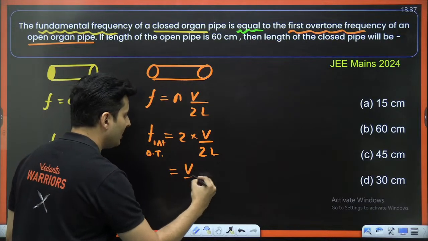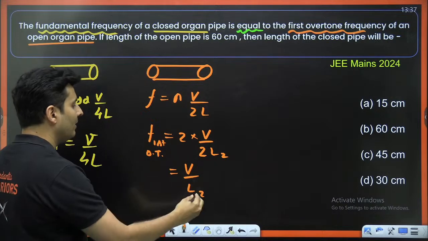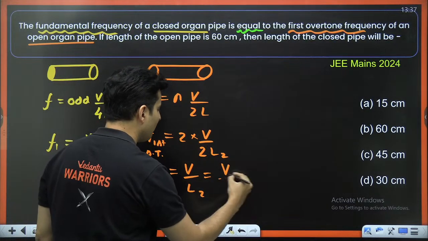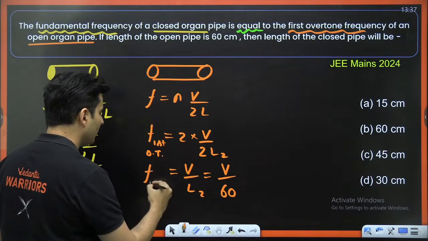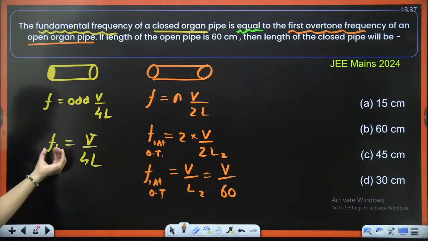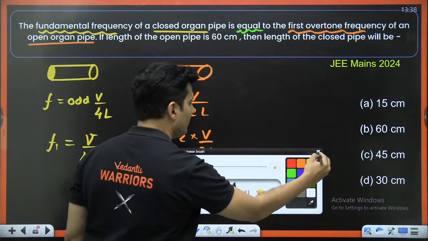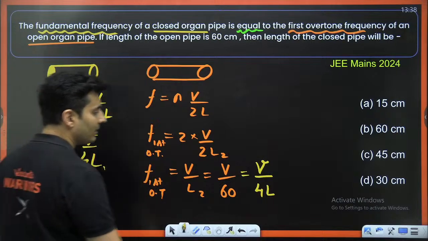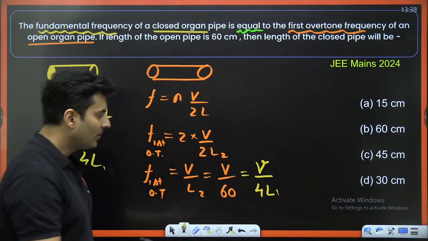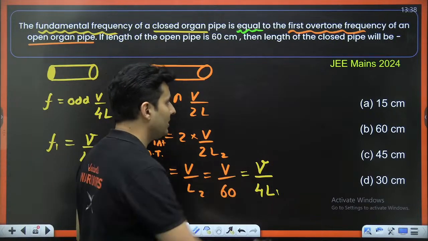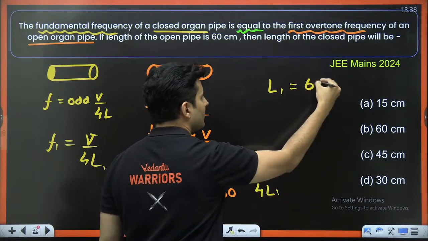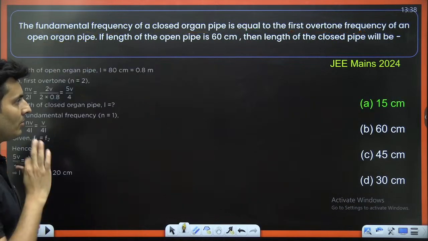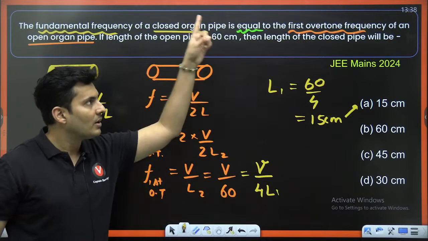So this is basically V by L. In fact, is it mentioned what the length is for the open organ pipe? Yes, it is given to be 60. So V by 60 will be the frequency of the first overtone. But this frequency and this frequency are given to be equal. So this should be equal to V by 4 times this length, which is L1. So V gets cancelled and we will get length as 60 by 4, which is 15 centimeters, which is option number A. That is perfectly correct.